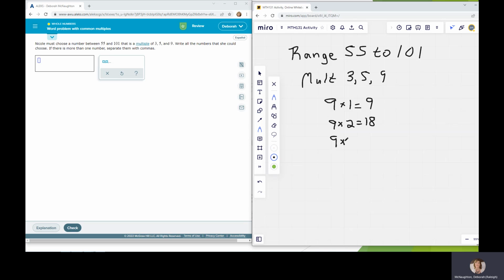9 times 3, 27. 3 goes into 27, 9 goes into 27, but 5 does not go into 27. 9 times 4, that's 36. And again, 5 does not go into 36. And then we do 9 times 5, and that's 45. So 45 is our least common multiple.